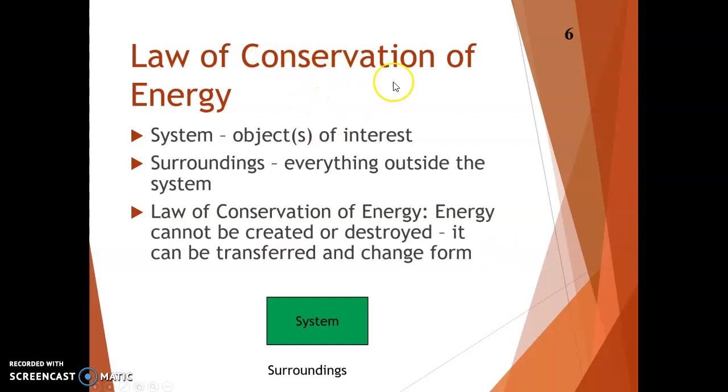Alright, so let's talk about the law of conservation of energy as well as definition of system and surroundings. So the system would be whatever object or objects you are interested in, while the surroundings is everything outside of it. And the law of conservation of energy says that energy is not going to be created or destroyed, but it can be transferred and change form. Sometimes the energy might be transferred from the surroundings to your system or vice versa. And if you wanted to conduct your experiment in isolation, at least in terms of heat, then you would need to insulate your system very well to prevent transfer of heat between the surroundings and the system.